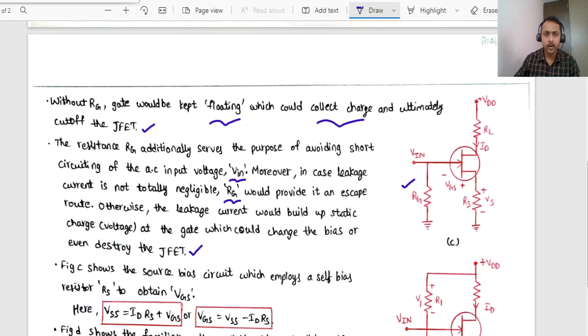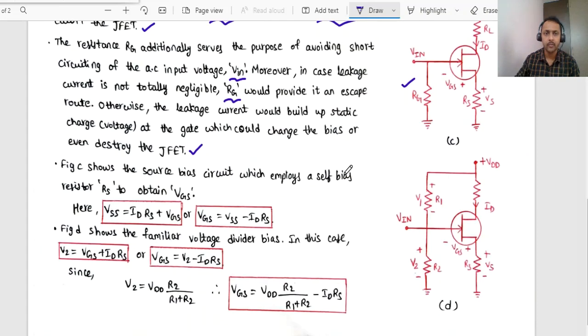Now if you observe figure C, it indicates the self bias. Resistor RS is used to obtain VGS, the gate source voltage, which is given by VSS minus ID times RS, where ID indicates the drain current. For example, VSS is given by ID times RS plus VGS. If you apply KVL on the source side, we have three terminals: source, drain, and gate. This is the source terminal, this is the drain terminal, and this is the gate terminal.